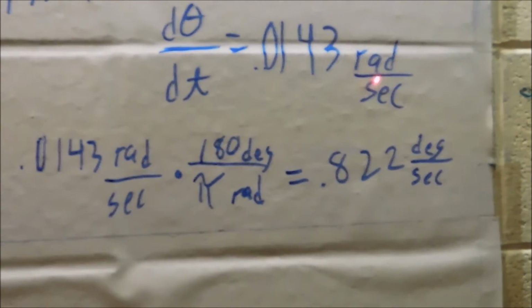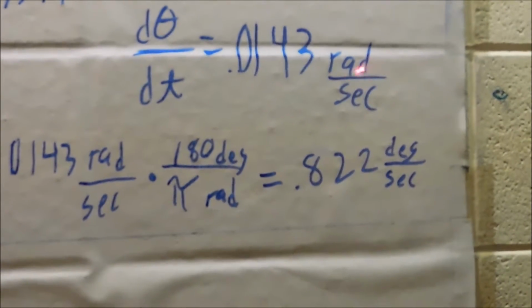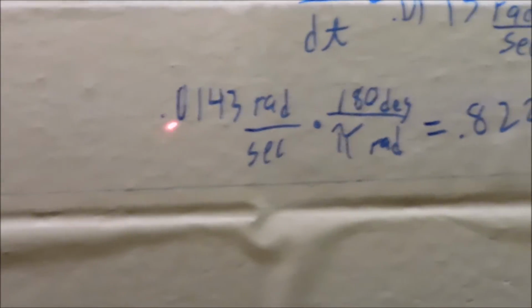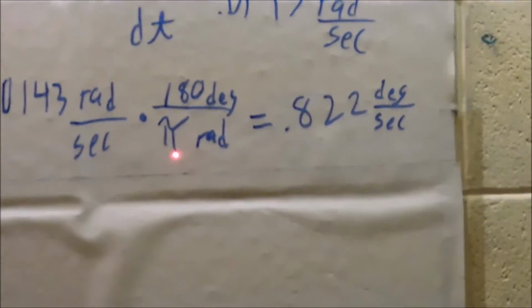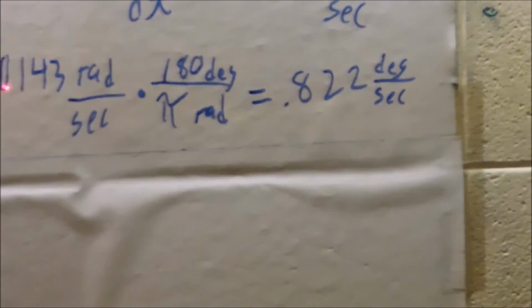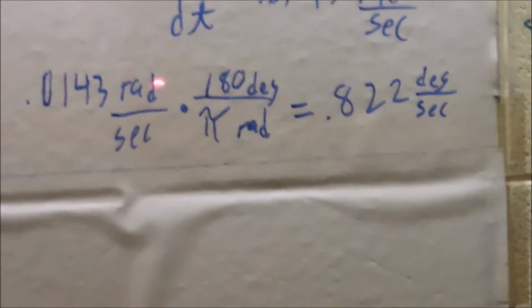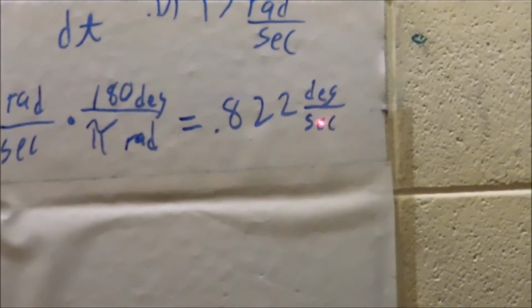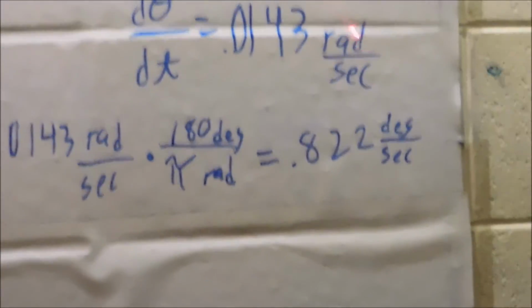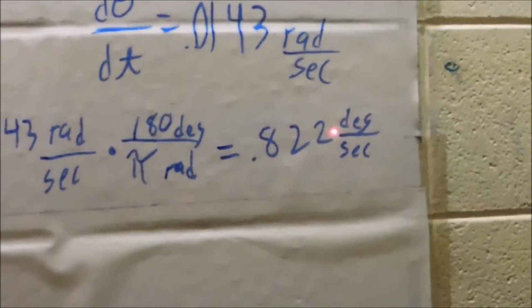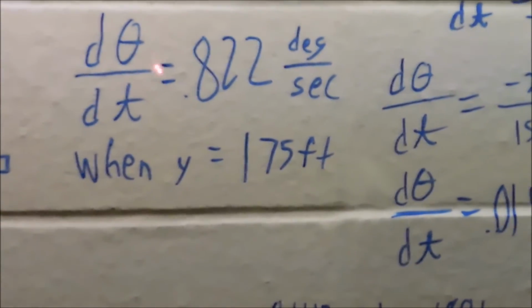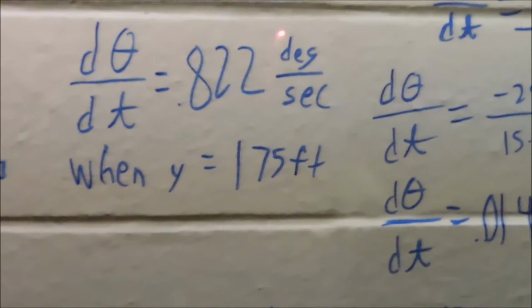Now for this equation, we see it being more useful to have degrees per second. So to convert radians to degrees, you multiply by 180 and divide by pi. So you have 0.0143 radians times 180 divided by pi equals 0.823 degrees per second. And you need to take the absolute value because that's the rate of change. So when y equals 175 feet, dθ/dt equals 0.822 degrees per second.